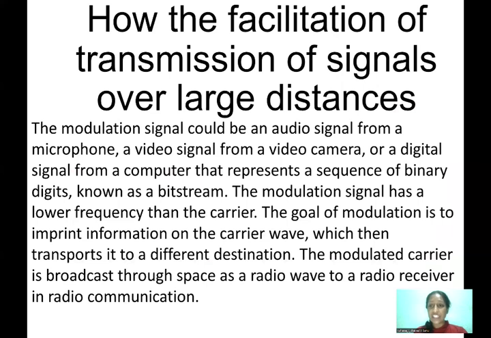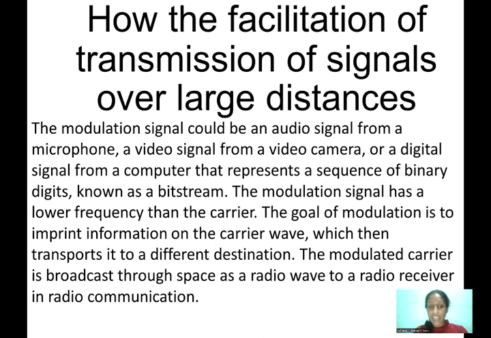Next, how amplitude modulation facilitates transmission of signals over long distances. The modulating signal could be an audio signal from a microphone, a video signal from a video camera, or a digital signal from a computer that represents a sequence of binary digits. The modulating signal has a lower frequency than the carrier. The goal of modulation is to imprint information on the carrier wave, which then transmits it to different destinations.